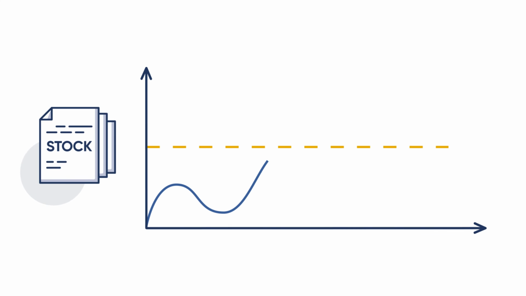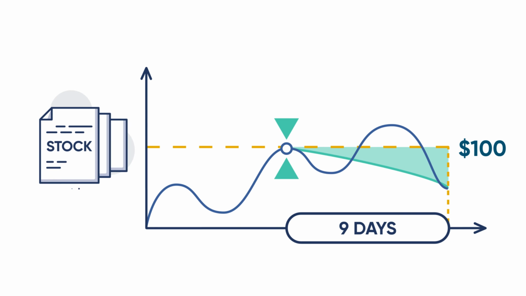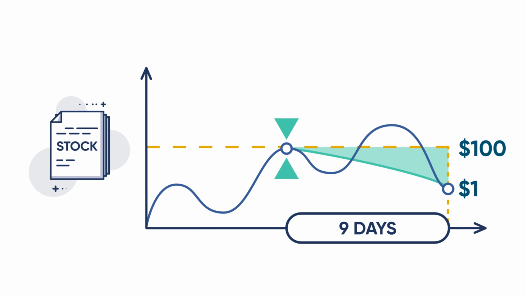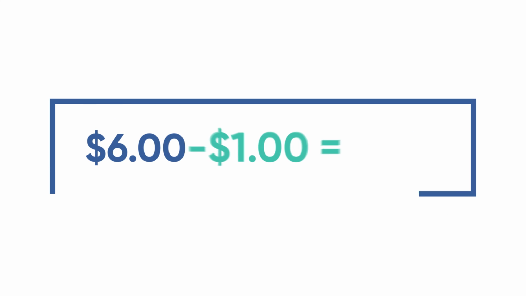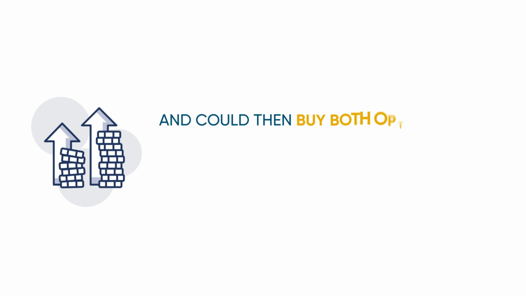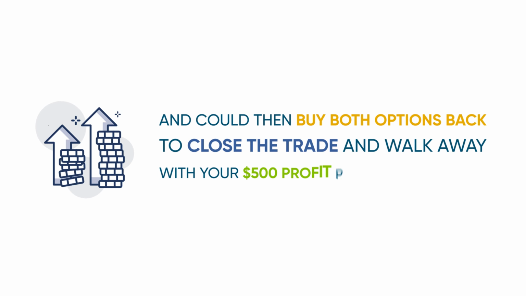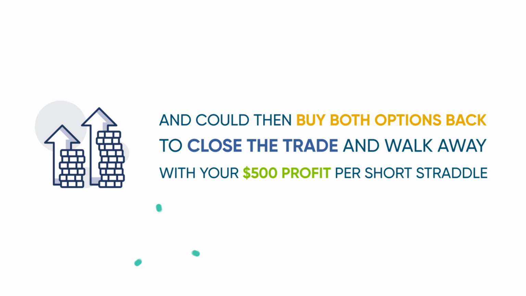Assuming 3 weeks have passed and XYZ is still trading at $100, it's likely the straddle has decayed significantly and is now valued at $1. At this point, you would have a $5 unrealized profit and could then buy both options back to close the trade and walk away with your $500 profit per short straddle.